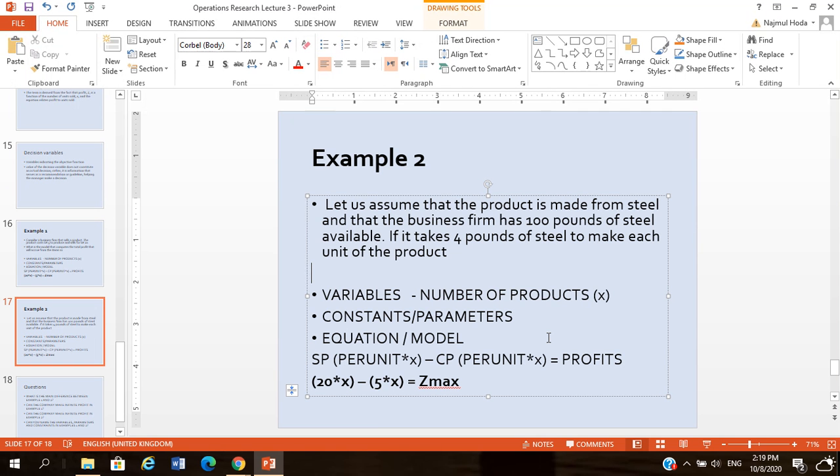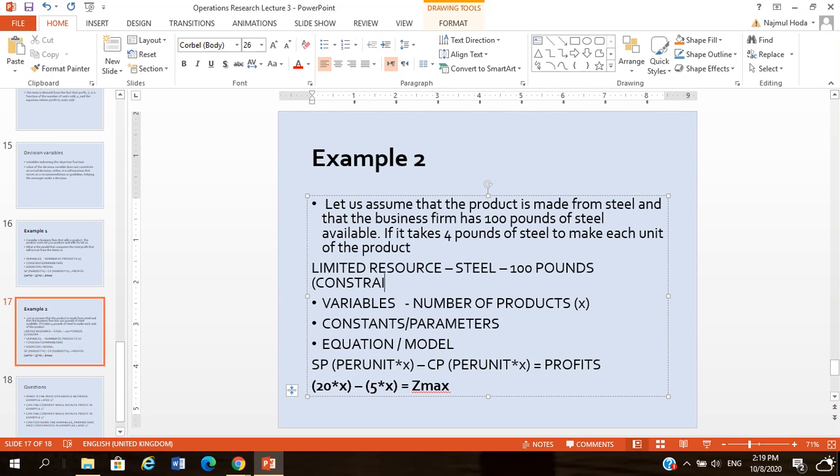Now, here there is a problem. It is not unlimited, this becomes limited. What is the limited resource here? Tell me, what is the limited resource which the company has? The company has a limited amount of steel. How many? Only 100 pounds. So, this is the constraint. So, the material steel is limited. We will not solve this, we will just leave it like this.